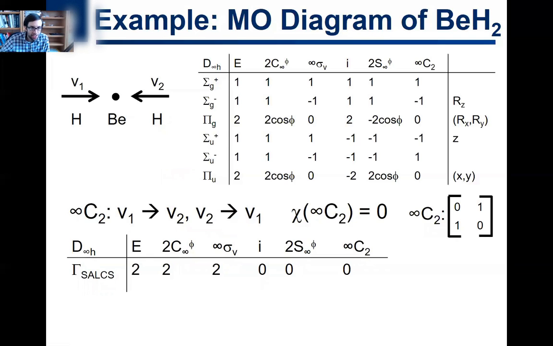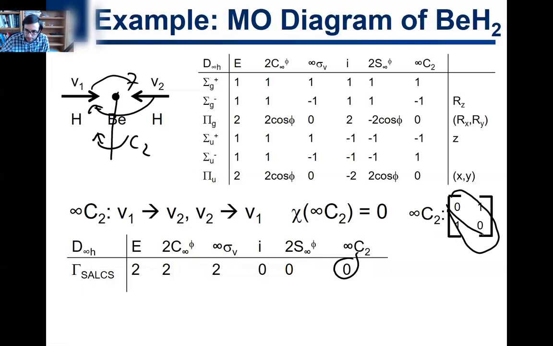And then lastly, a C2. C2 is perpendicular. There's an infinity number of them, but that doesn't matter. You take one, and again, that's going to take V2 into V1 and V1 into V2. That gives you a value of 0. It gives you this sort of matrix where you have zeros all along the diagonal. Okay? So now you have this reducible representation, and you need to reduce it.